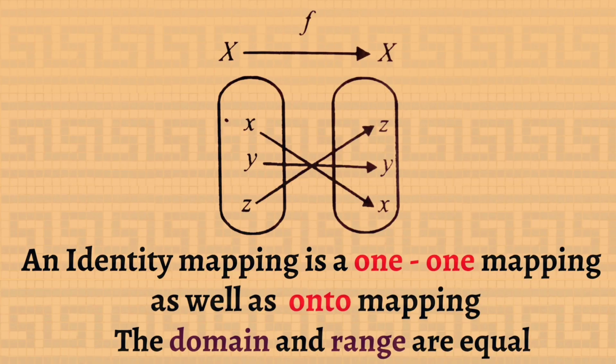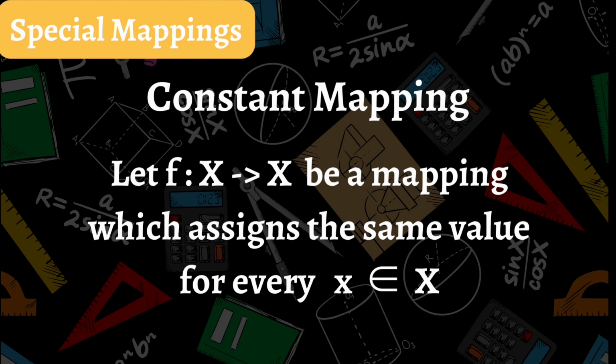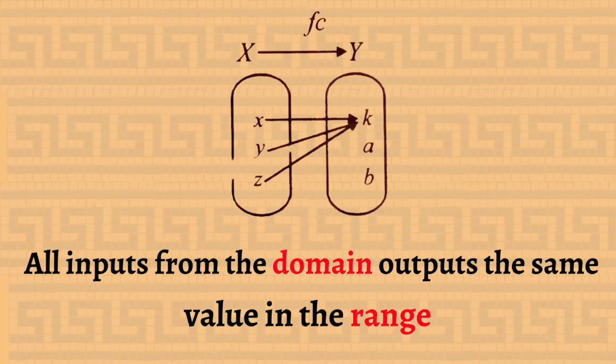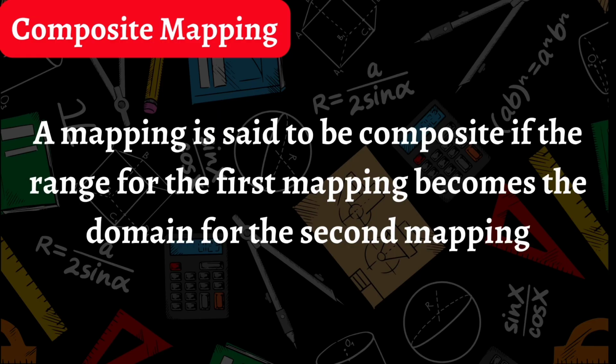an element to itself. This means that an identity mapping is a 1-1 mapping as well as an onto mapping, with equal number of elements in the domain and range. Next, we have constant mapping, which outputs the same value irrespective of the elements in the domain. We can observe in our arrow diagram that every element in the domain outputs one element in the range. A raised to power 0 is an example of a constant mapping.